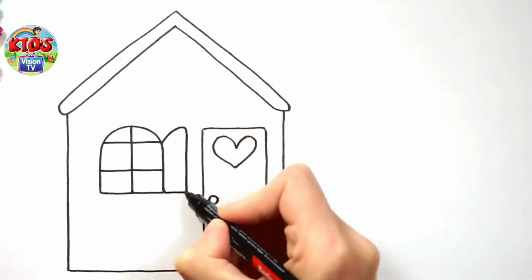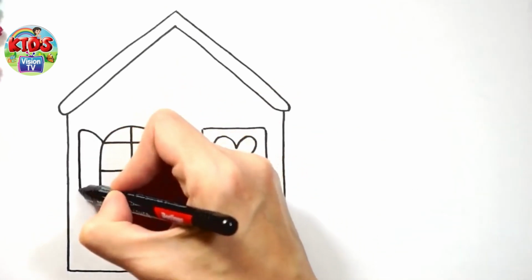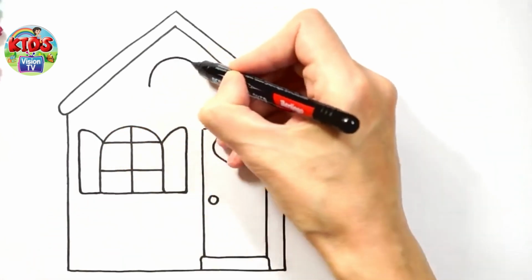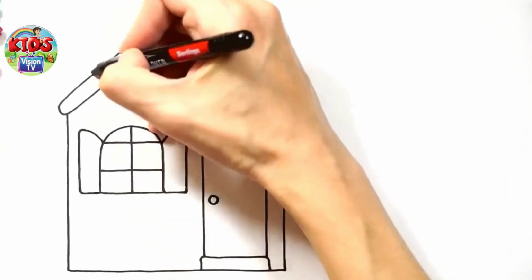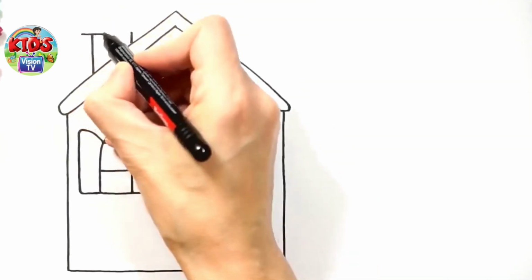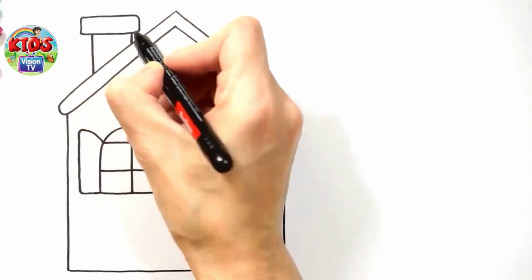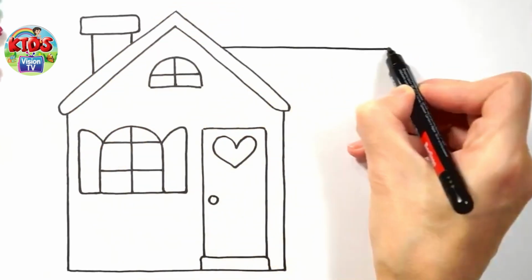Let's draw the window's door. My house is very big. In my house has 3 rooms, 1 kitchen, 2 washrooms and a big ground. Let's draw a full house.